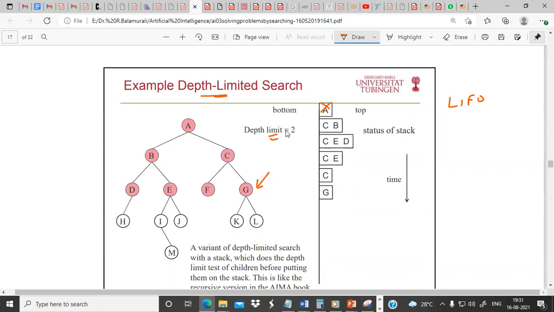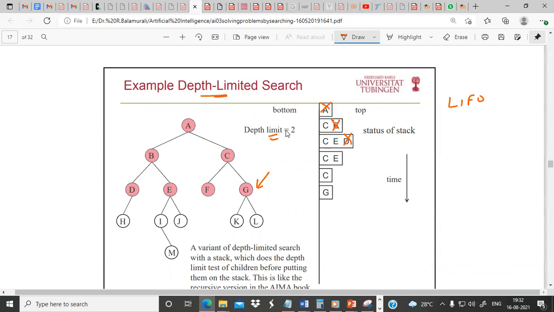So now the top of the stack is B. First remove B, then check whether B is the goal state. No. Expand B, we get D and E. Push E and then D. So E and D. Now the top of the stack is D. So remove D, check whether this is the goal state. No, this is not the goal state.